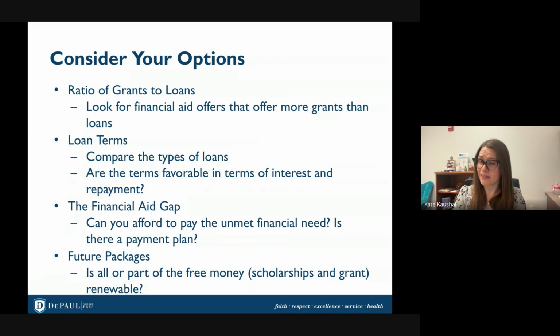So is my payment plan going to be over 10 months? Is it going to be over 12 months? And then for future packages, Ms. Mondro mentioned this as well. Is this money going to be offered to my child every year? Or is it just a freshman scholarship kind of to lure them in and then they don't get any support? So you want to know, is that renewable? And what are the stipulations? If my kid gets below a 3.0 in their first year, do they lose their scholarship, and then this is no longer feasible for me and my family? So those are some of the things that you want to think about as you're comparing.